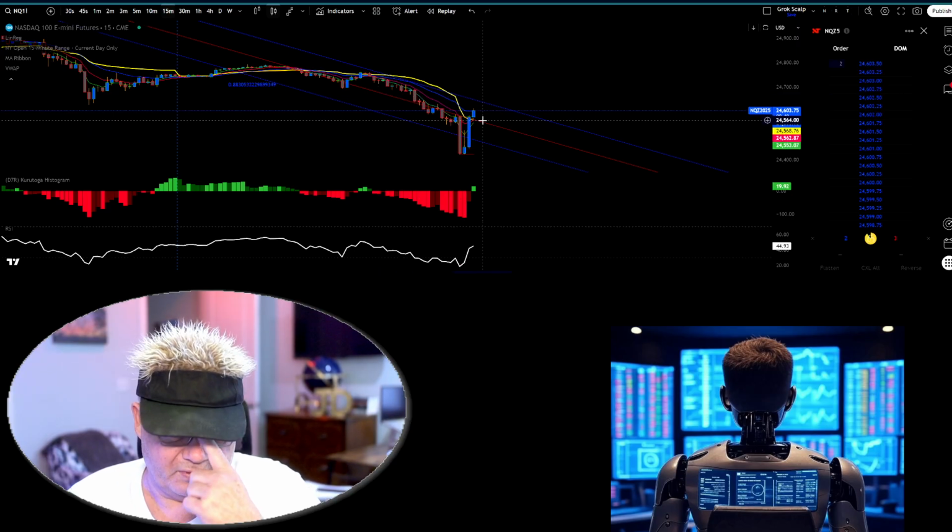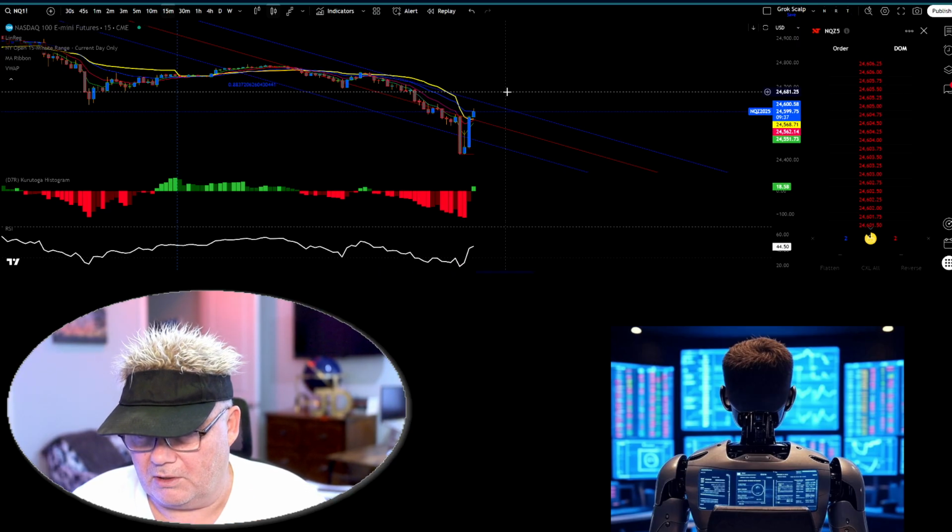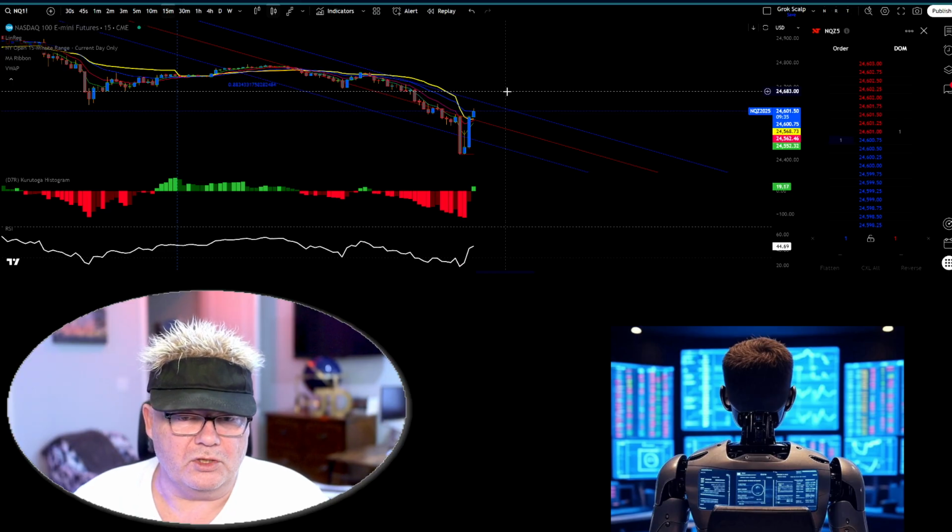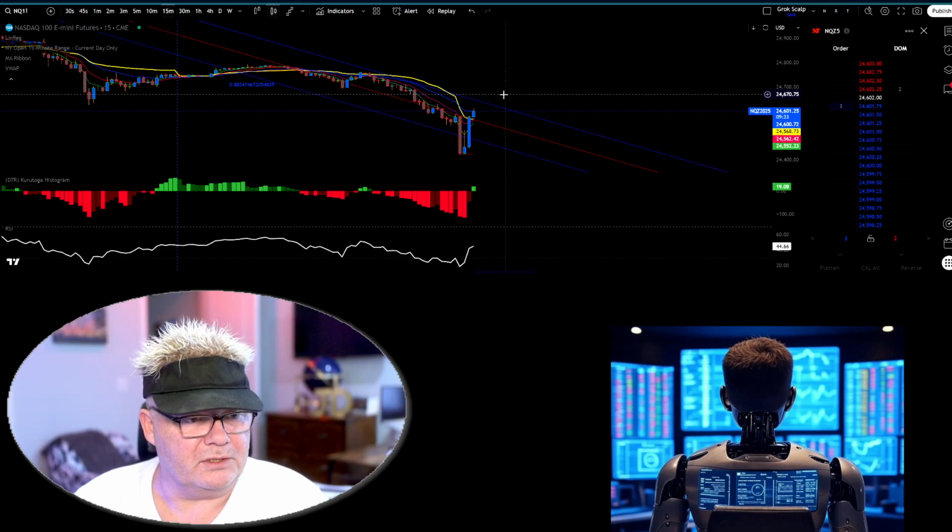This will be the first 15-minute candle. If it closes like this, it's going to close. Well, it's got 9 more minutes. If it closes above the VWAP, it's very positive for us to change our sentiment.